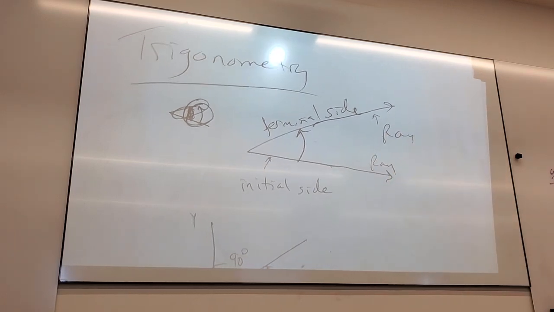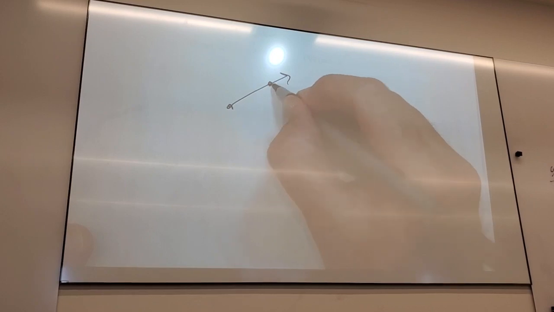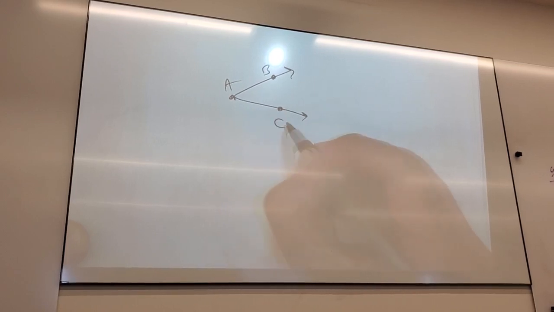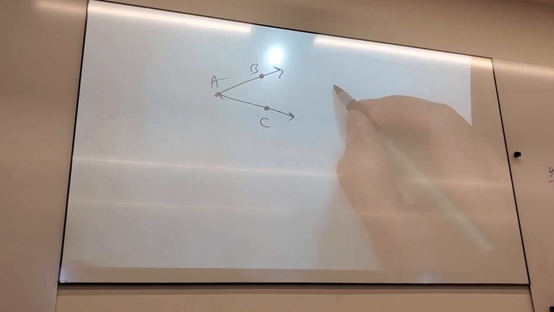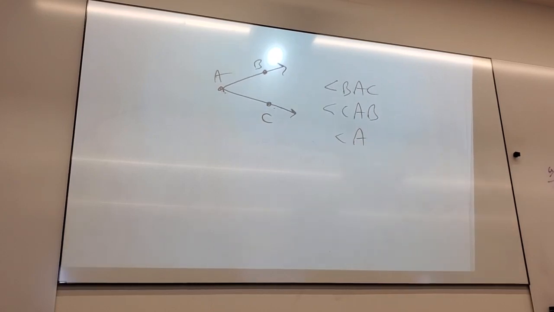So if I take one ray, I'm going to say ray AB. And I put another ray with A as the endpoint, so this is ray AC. How can I define that angle? I can call that angle BAC, I can call it angle CAB, or I can call it angle A. They all mean the same thing.